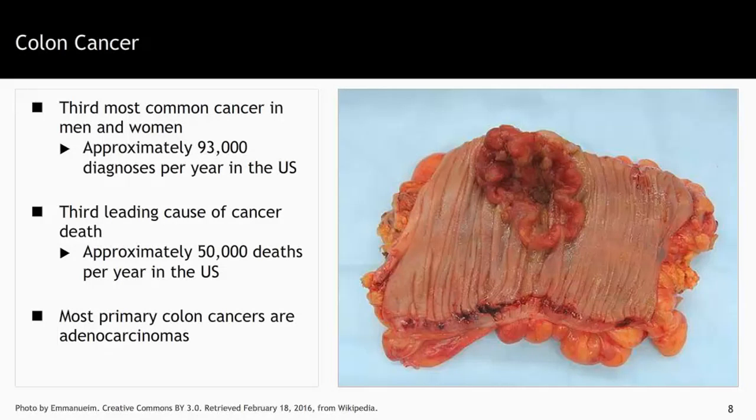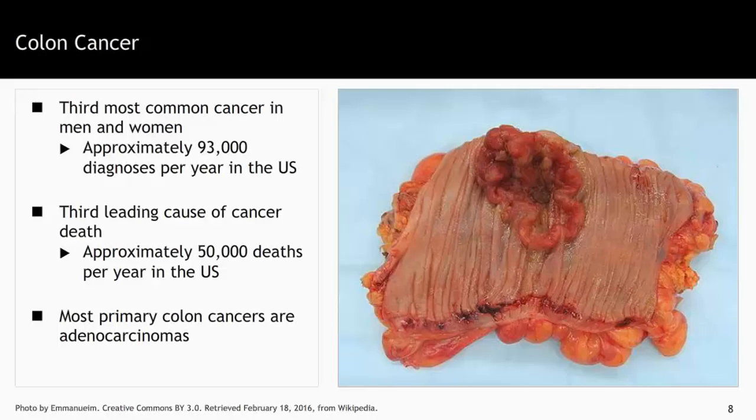Colon cancer is the 3rd most common cancer diagnosed in men and women. There are approximately 93,000 diagnoses per year in the U.S. It's the 3rd leading cause of cancer death, approximately 50,000 deaths per year in the United States. Notice there are less deaths, about half the number of deaths as diagnoses per year.